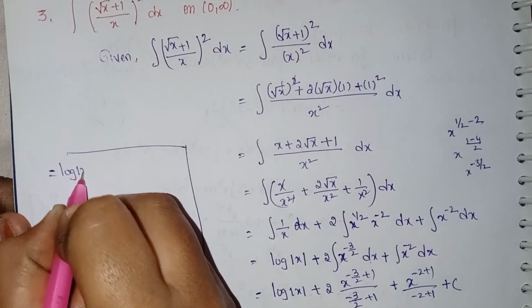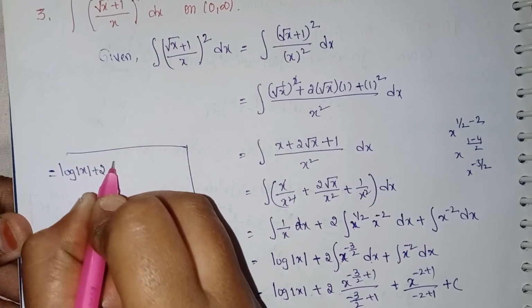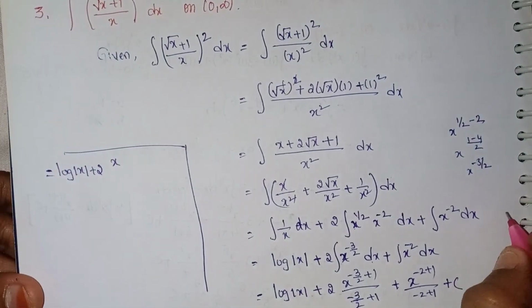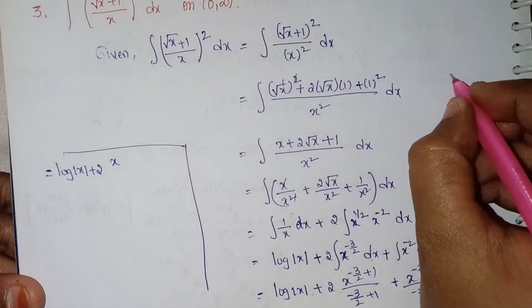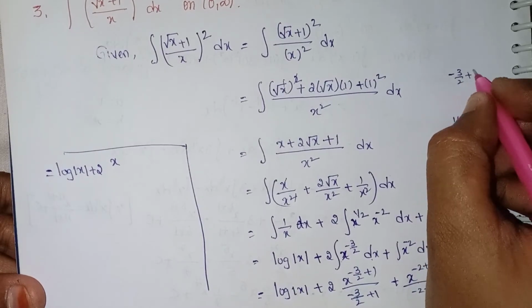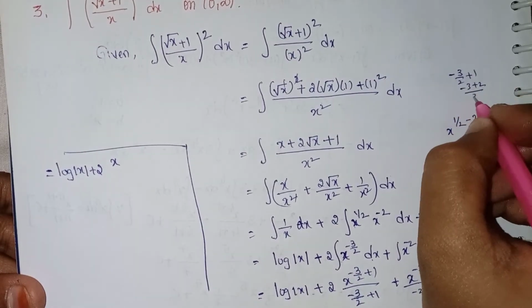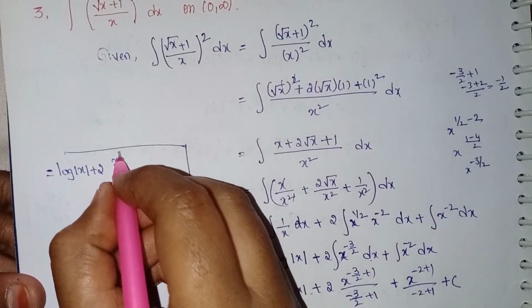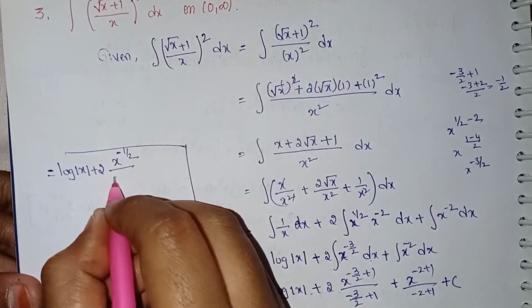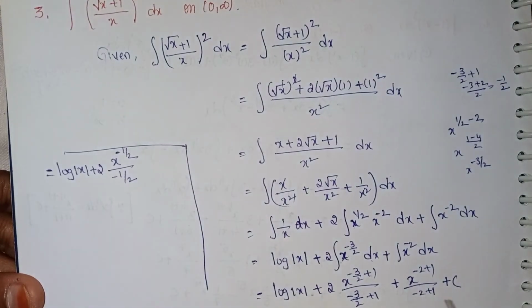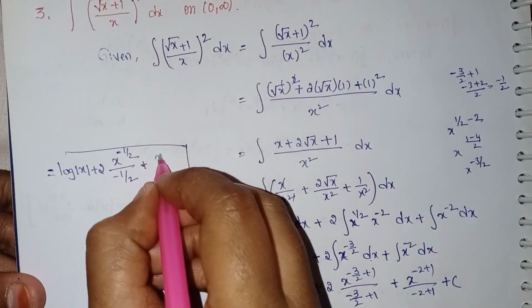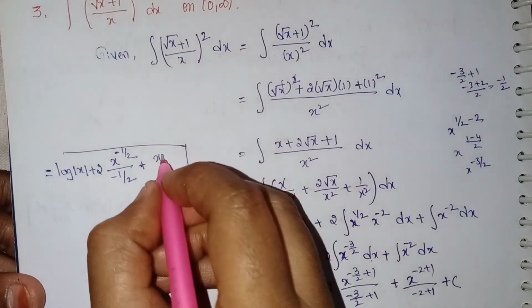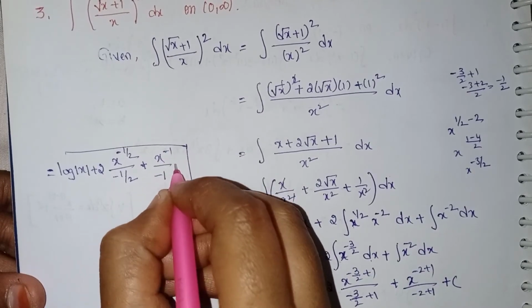Next, log x plus 2 times of x to the power of, see beta, minus 3 by 2 plus 1, minus 3 plus 2 by 2, that means minus 1 by 2. Okay, so minus 1 by 2 by minus 1 by 2 plus x to the power of minus 2 plus 1 means minus 1 by minus 1 plus c.